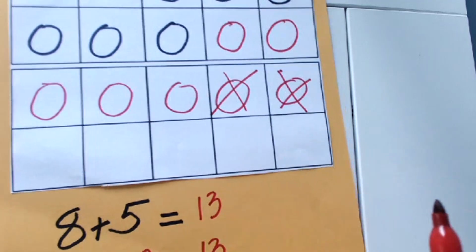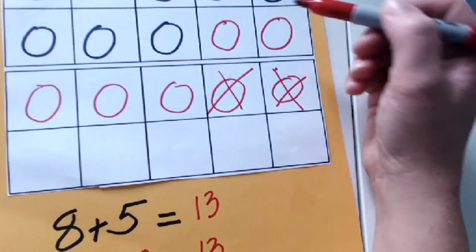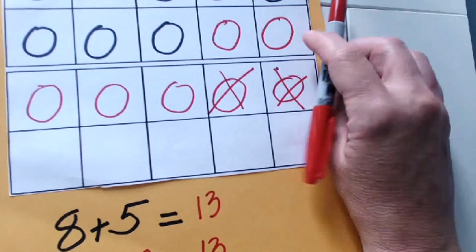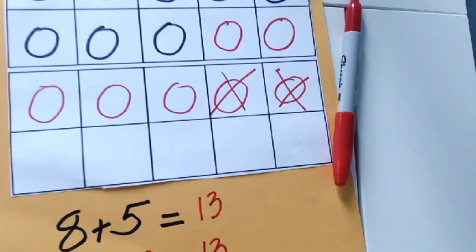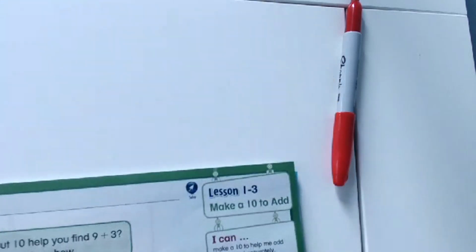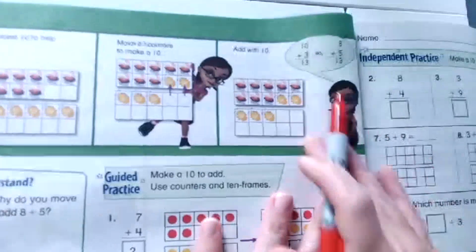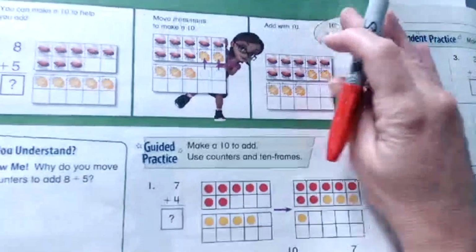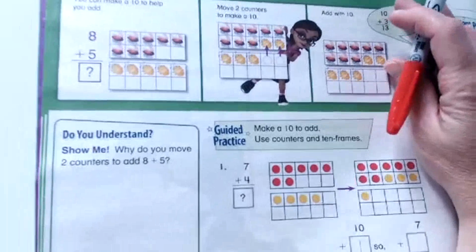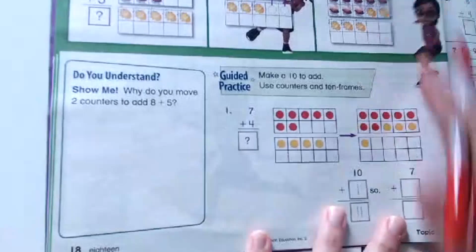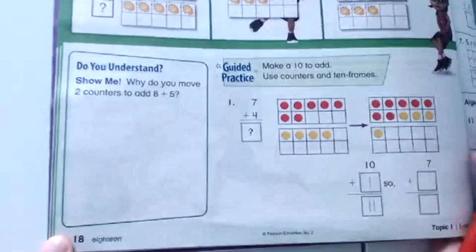I did not change my counters. I just moved them up and got new equations. All right, let's do a little practice together. So I would like for you to grab your workbook and turn to page 18. Page 18. So I want to do Do You Understand together.